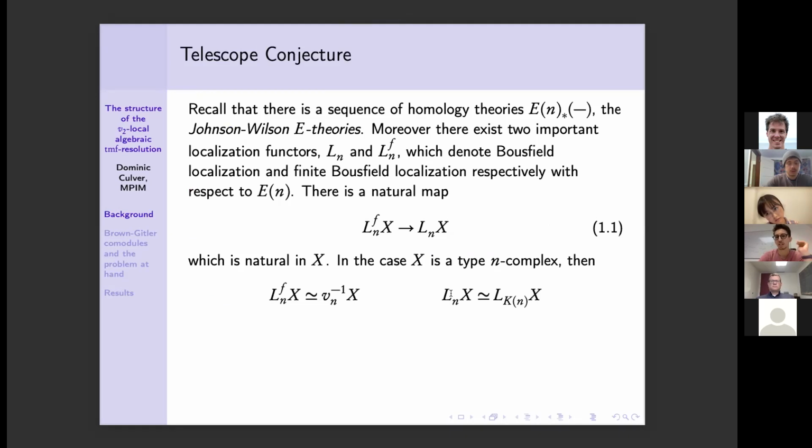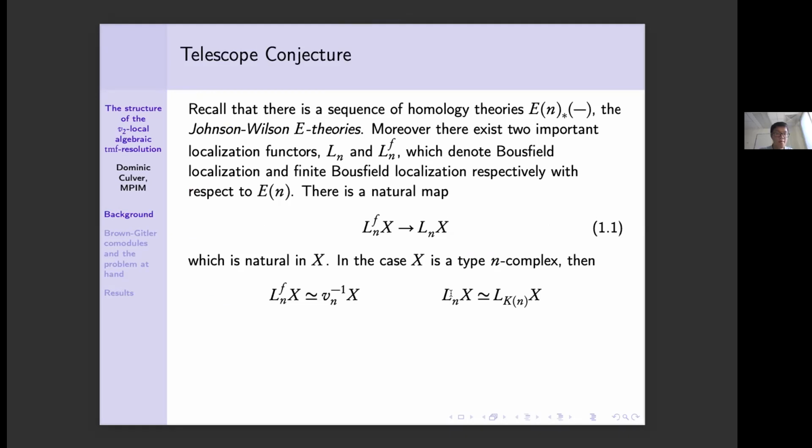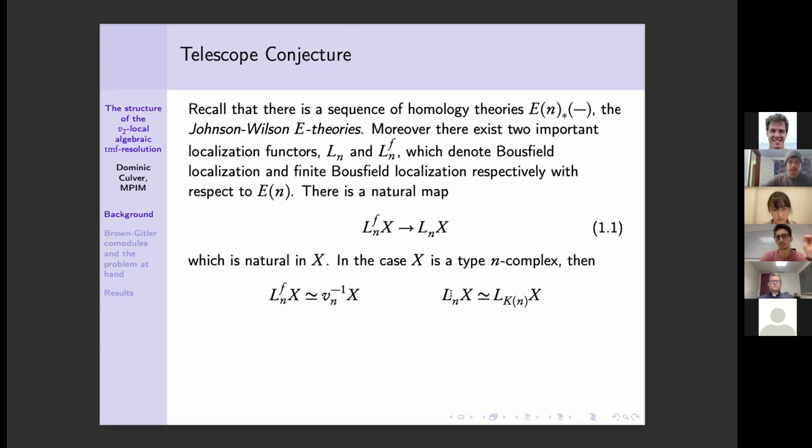Okay, so I can't give a full discussion of chromatic homotopy theory, but I do want to talk about the telescope conjecture. There is a sequence of homology theories called the Johnson-Wilson E theories, which arose from people studying periodicity phenomena in the Adams-Novikov spectral sequence.